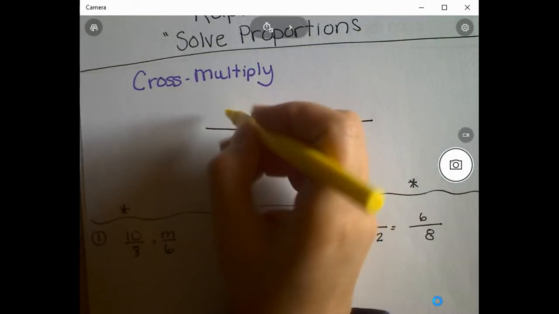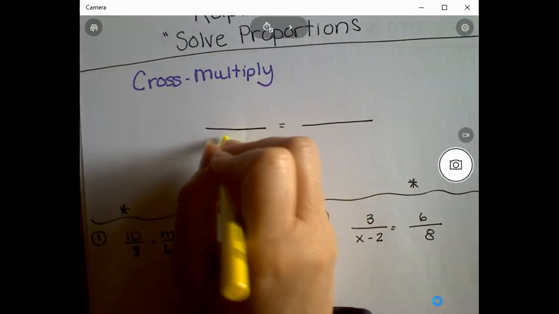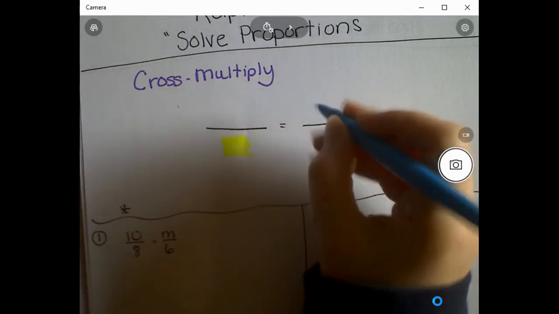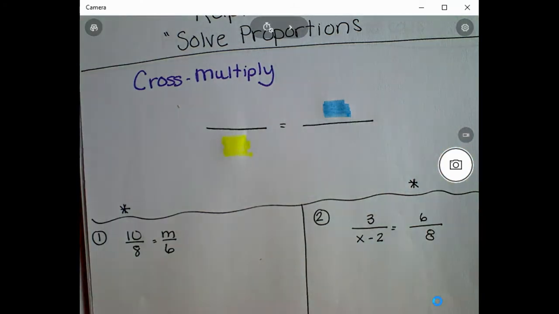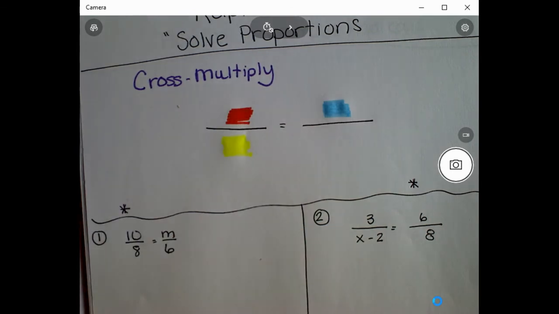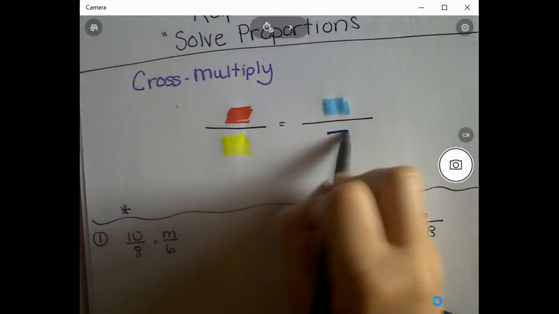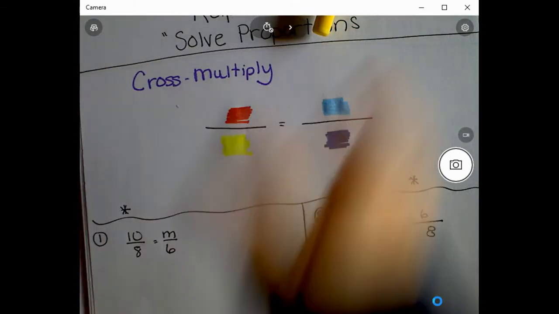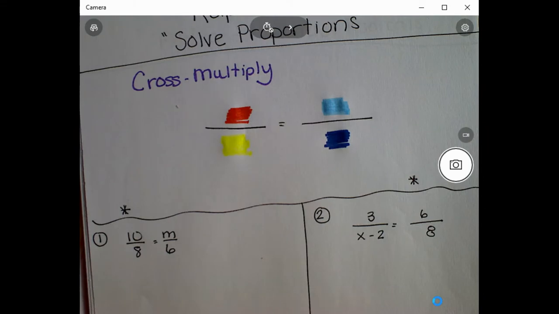So let's say you have this fraction. You have yellow there. I'm just going to put some colors because why not? I think this will work. We have a couple colors here in our fractions, and what you do when you are solving proportions is you cross multiply.